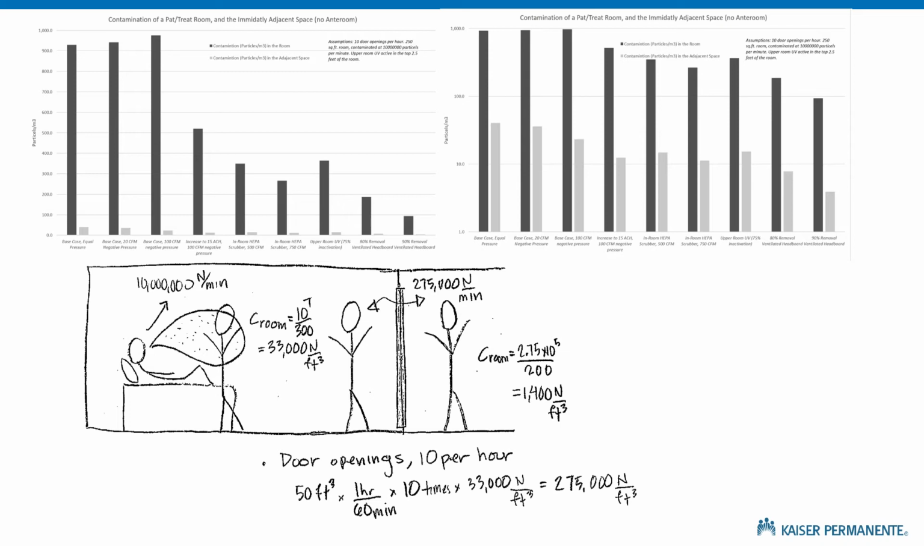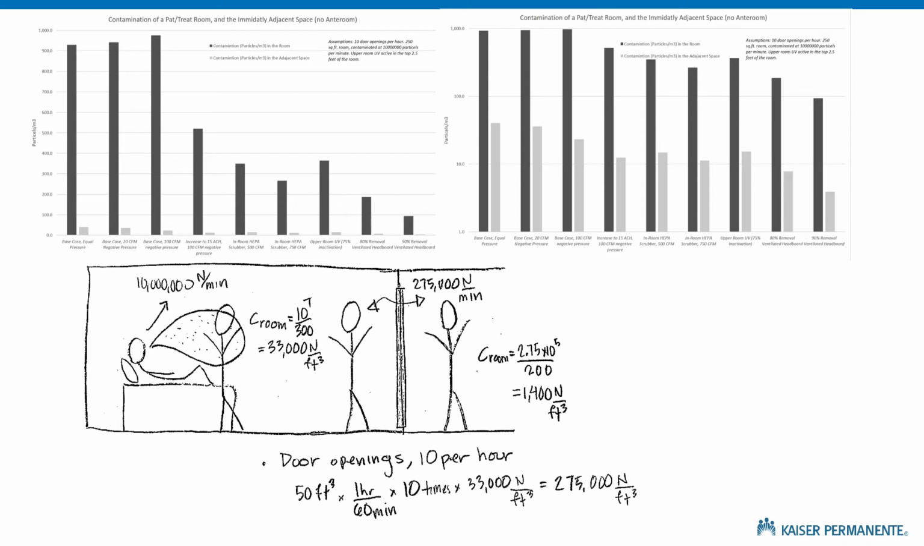Ostensibly, they're pulling particles from the hallway back into the room every time the door is closed. Negative pressure itself doesn't decontaminate the room at all. It just affects the room next door. So the next four scenarios, 4, 5, 6, and 7, increase the uncontaminated air in the room.